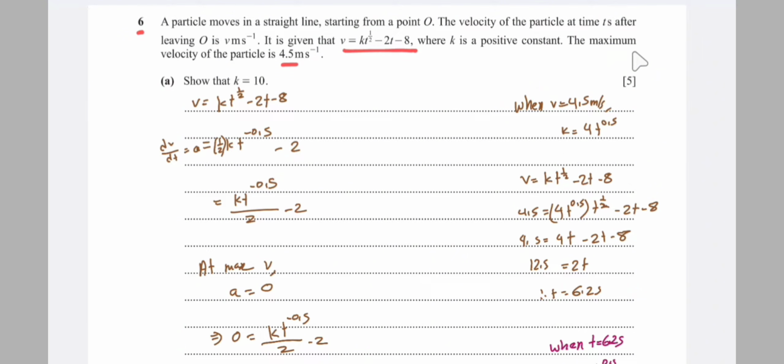And we have been given the value of maximum velocity. So we know that for maximum or minimum velocity, dv/dt is equal to 0. So first of all, we need to find dv/dt.